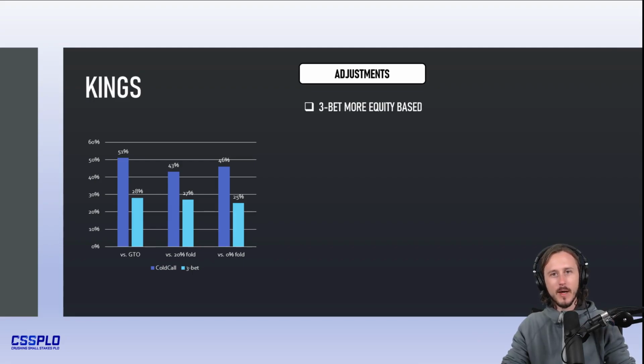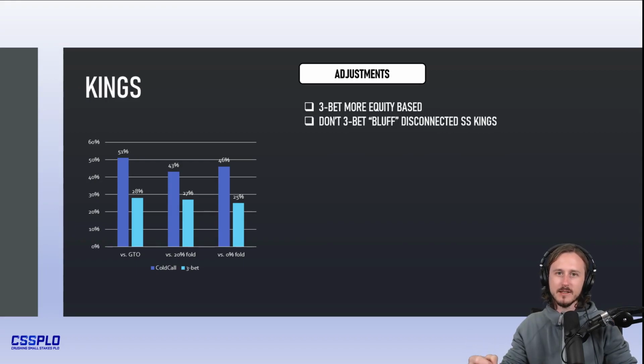We're 3-betting a little bit more equity-based here with our kings, and we don't 3-bet bluff some of the disconnected single-suited kings. Now, some of the single-suited kings that we are supposed to 3-bet at these low stakes might come as a surprise to you. Some of you who have studied this situation very deeply might recognize these hands and know that we are capable of 3-betting them because they benefit from fold equity preflop, but also they don't play as great as a cold call. They just don't flop that great. They don't play well if our opponent in the blinds starts squeezing, and therefore they are more used as a 3-bet bluff here.